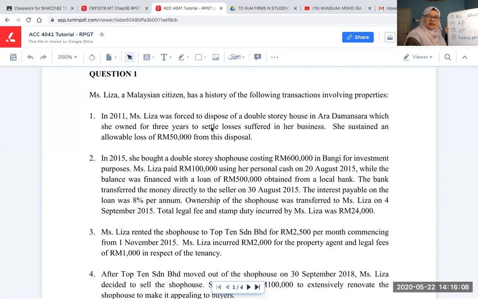Can you see that clearly? So allowable loss, that means that from all this you have to determine your chargeable gain. Then remember that the disposer, Miss Liza, is an individual. Then you also have your exemption.